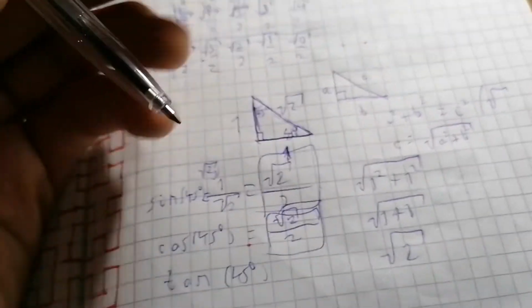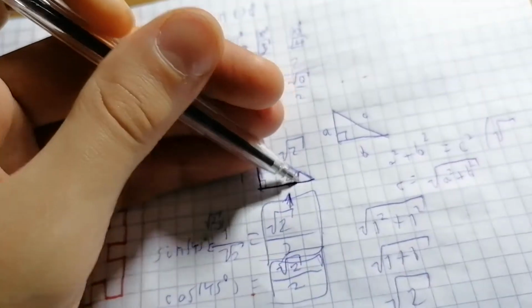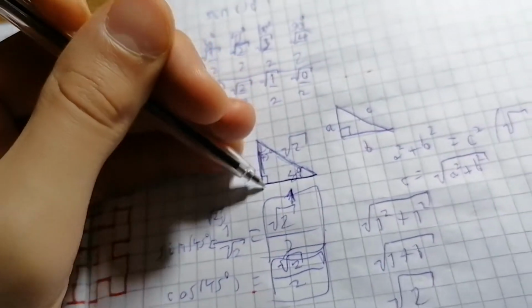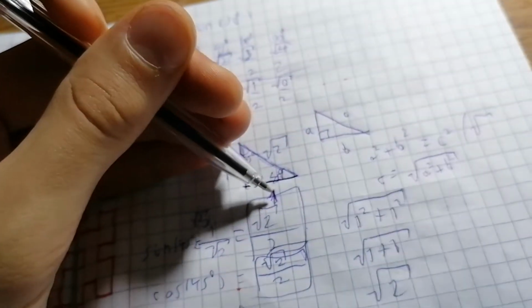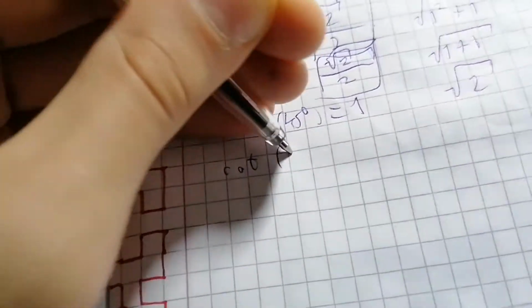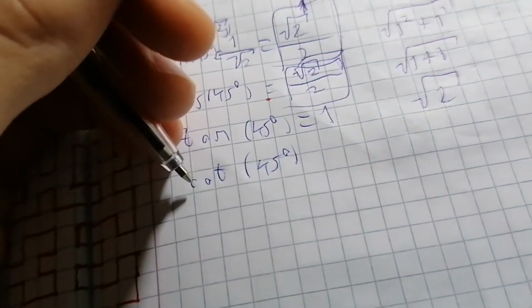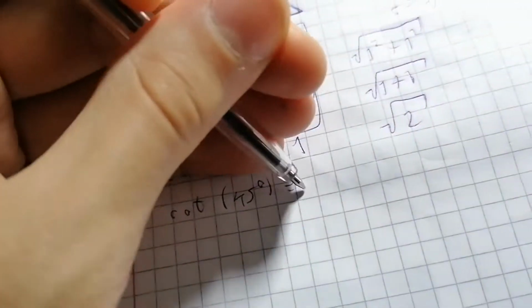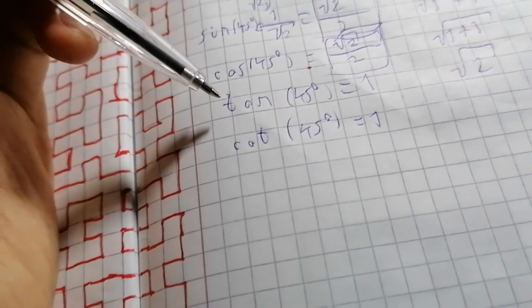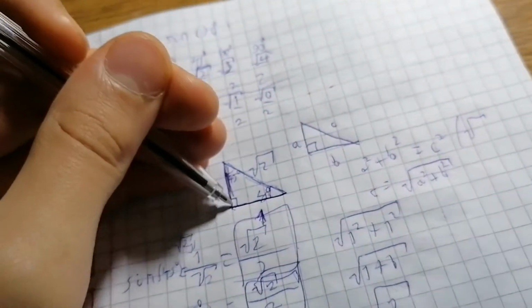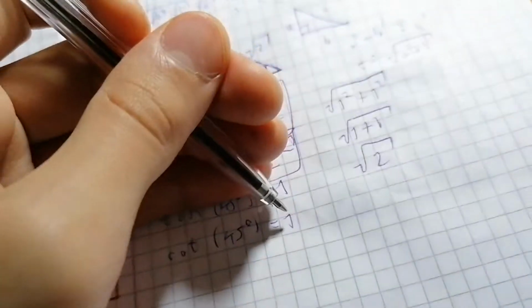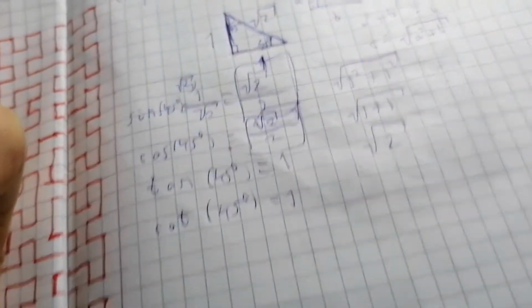So the tangent of the 45 degrees is the opposite side over the closest side except for the hypotenuse. And that's 1 over 1, which is 1. And the cotangent is 1 over the tangent, and that's 1 over 1, which is still 1. Or, without knowing what the tangent is, the cotangent is the closest side except for the hypotenuse over the opposite side. That's still 1 over 1, so 1. And the same with any other angle.